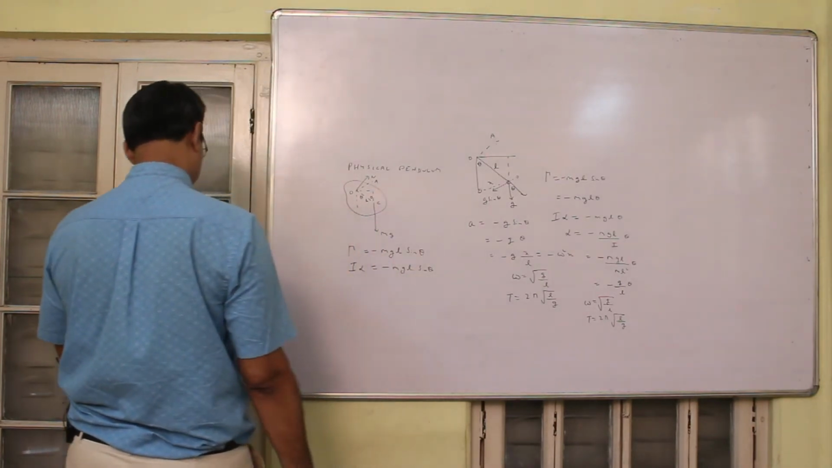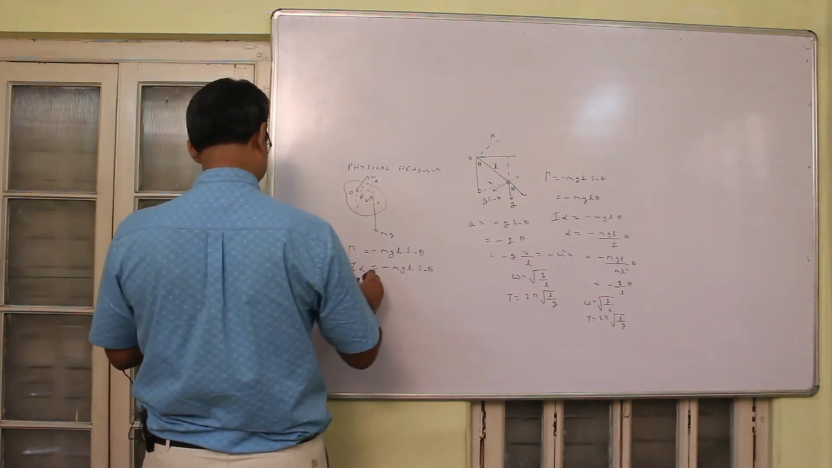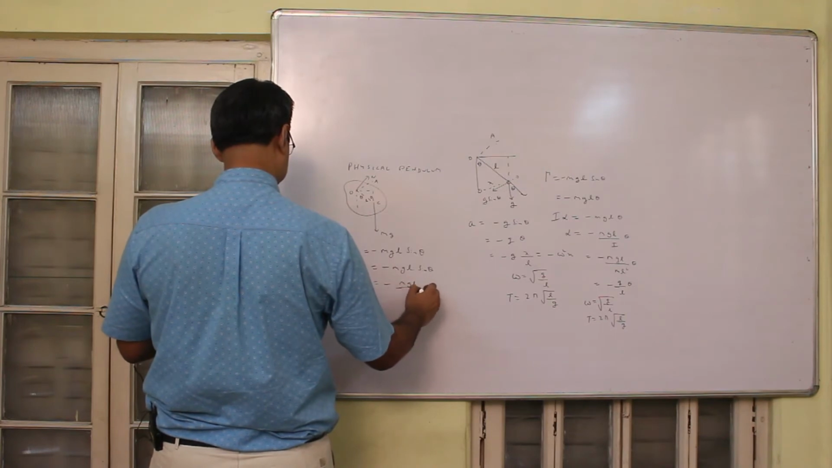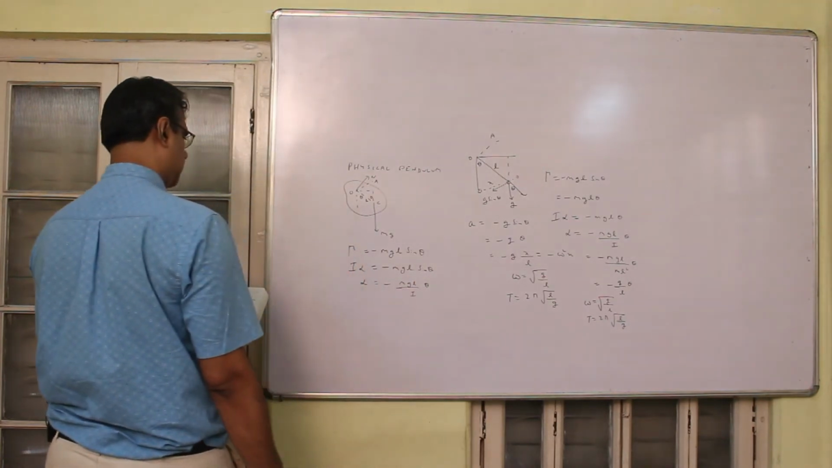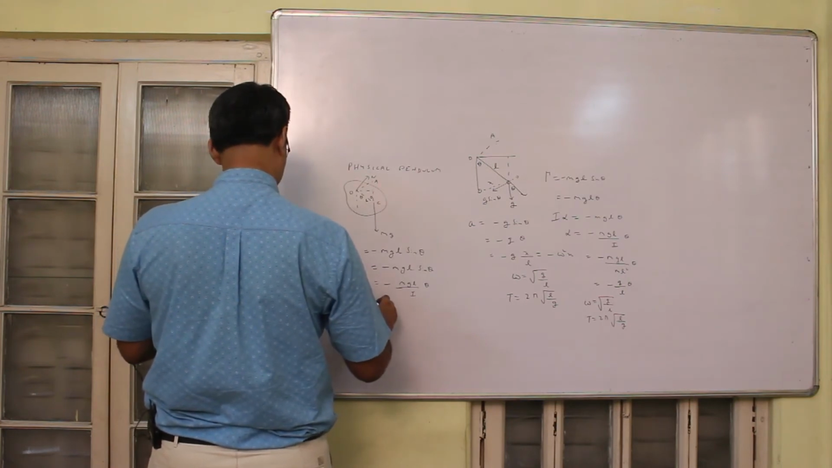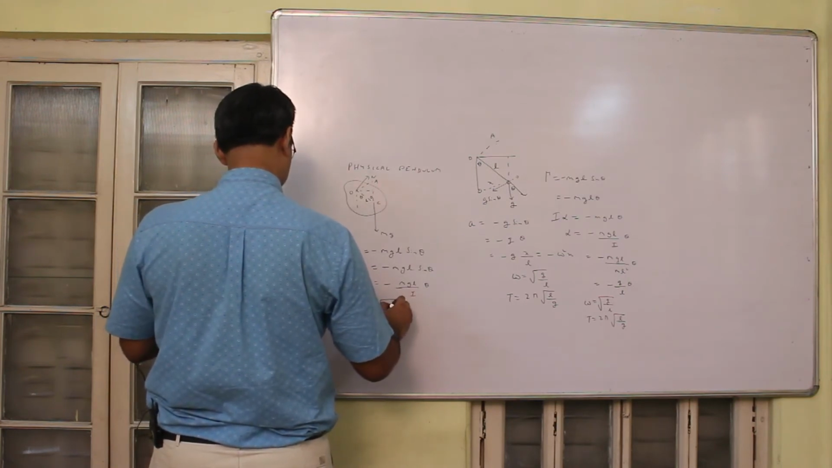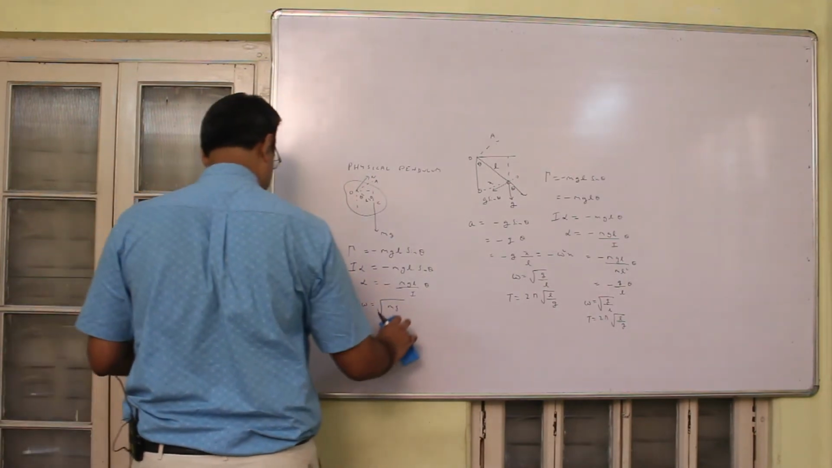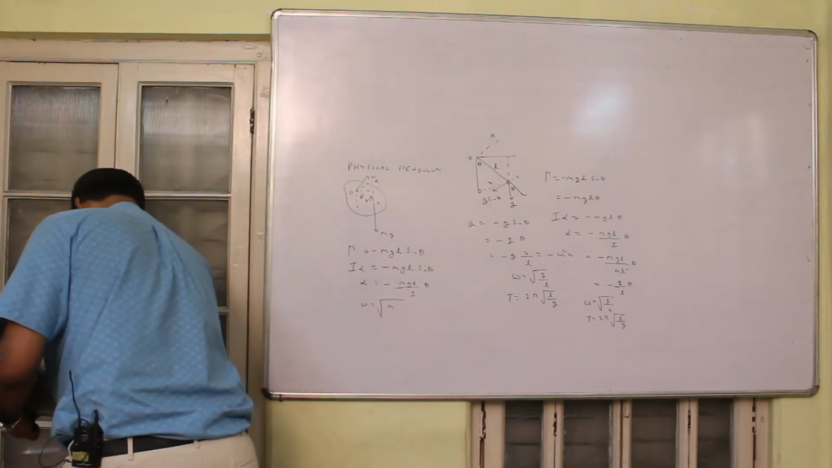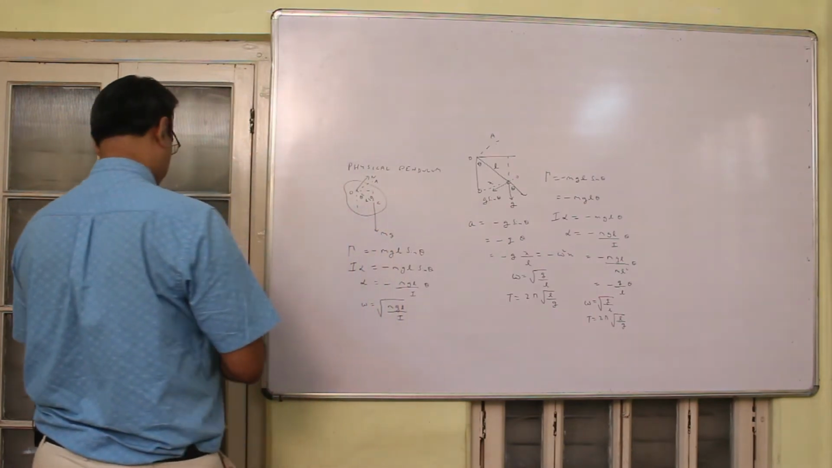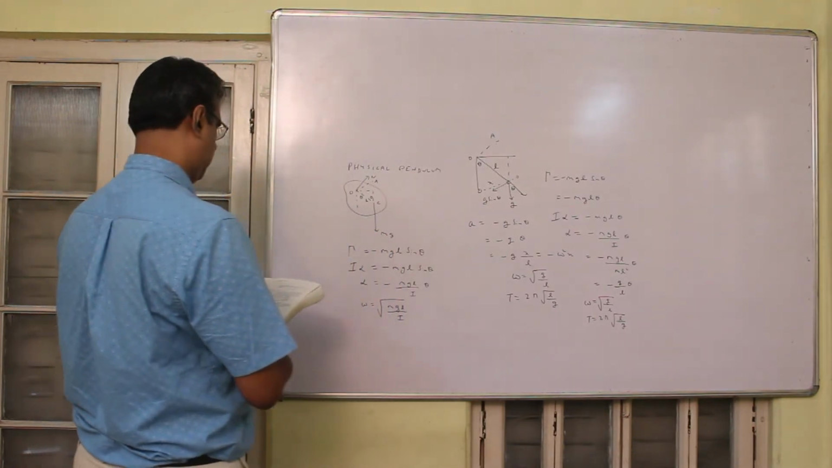So I alpha is minus mg into L sin theta. And if we take sin theta approximately equal to theta, this is the equation. So omega is root over mgl by I.